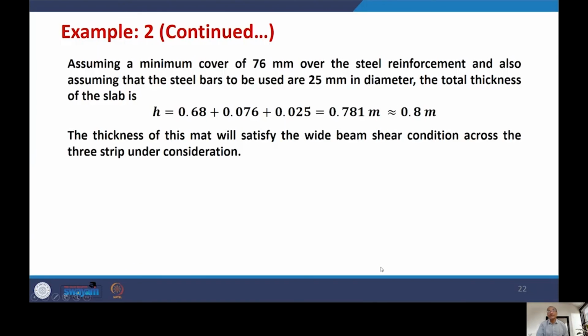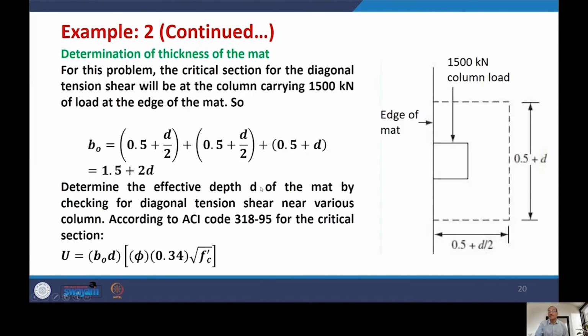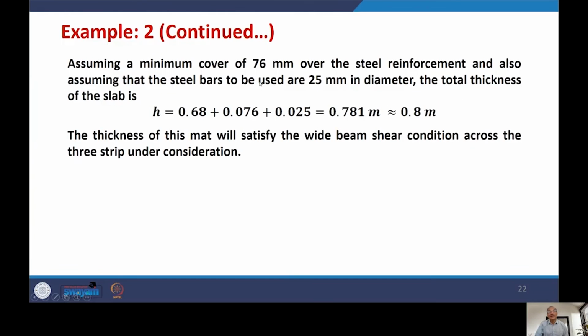So the thickness is coming 0.68 meter here, and assuming this thickness, with a minimum cover of 76 mm over the steel reinforcement, and also assuming that the steel bars to be used are 25 mm in diameter, the total thickness of the slab can be found out from here. Once D is calculated, you assume 76 mm cover, that is 0.076 meter, and the steel bars to be 25 mm in diameter, assuming 0.025. So the total thickness required is 0.781 meter, which is approximately 0.8 meter. So thickness should be 800. The thickness of the mat should be at least 800 mm, which will satisfy the wide beam shear condition across the strips under consideration.